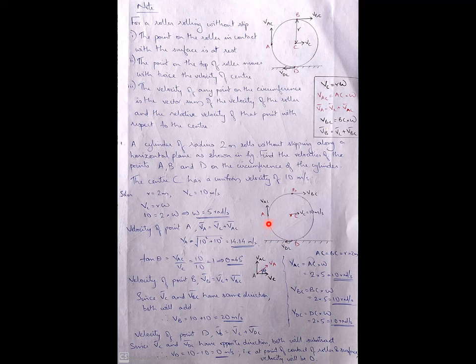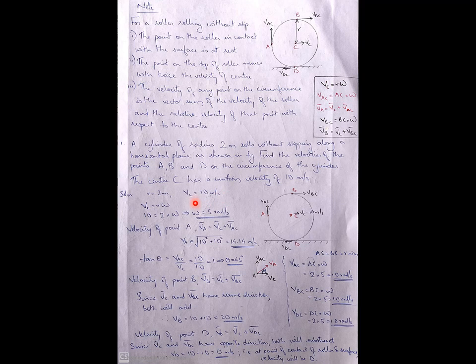So what we have to do is draw the velocity of A with respect to C, and how to draw it? It will be perpendicular to AC. This VAC will be perpendicular to AC. Velocity of BC will be perpendicular to BC. Velocity of DC will be perpendicular to DC.